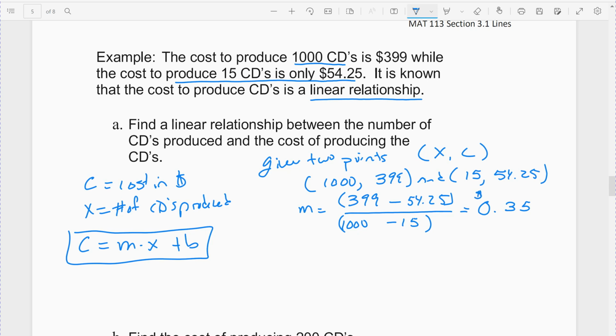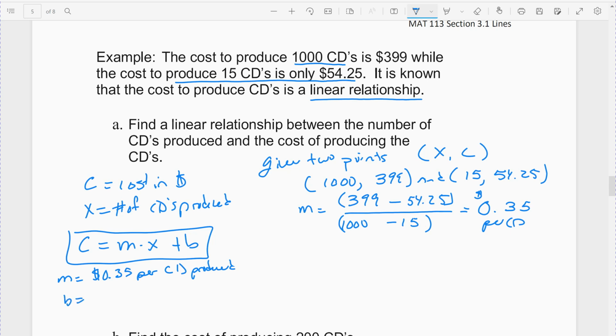So that means it costs 35 cents per CD. That's what that means. So for each CD they make, it's costing them 35 cents. That's the change in cost. Alright, so slope equals 35 cents per CD produced.